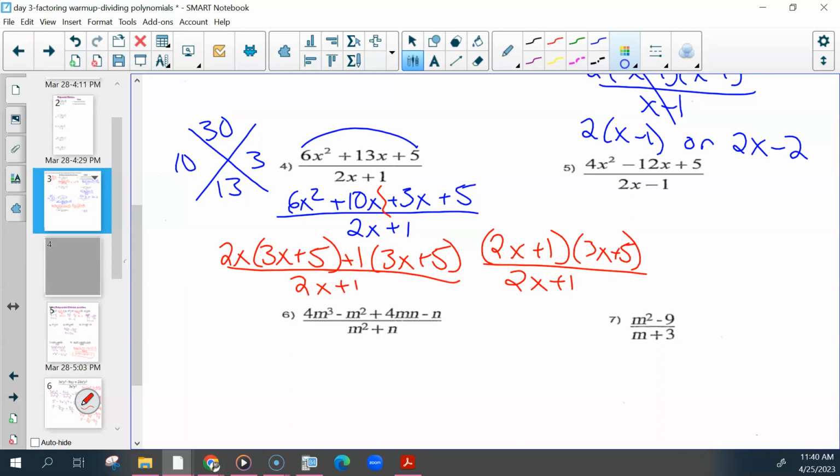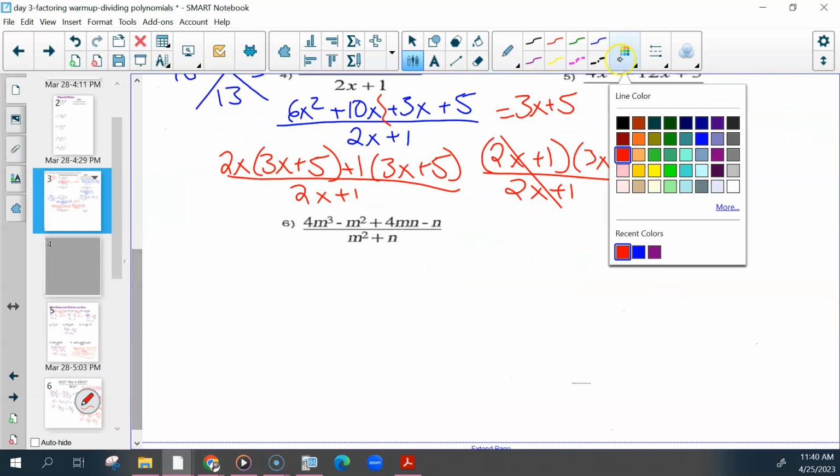So what would our final answer be? 3x plus 5. So the 2x plus 1 would cancel. Questions on that? So if you're not good with that factoring process, you'll need to go back and practice. Make sure you are good with that because you'll have to know how to factor all of these in order to do these.